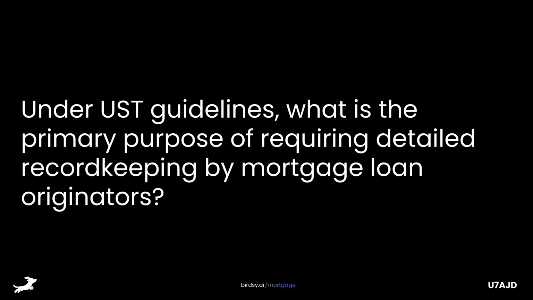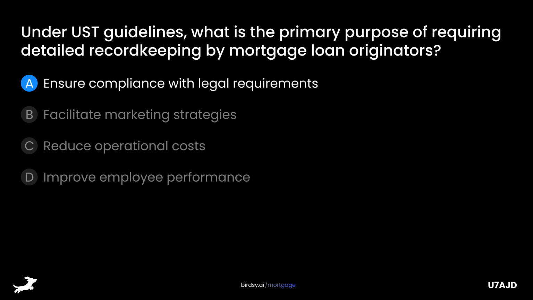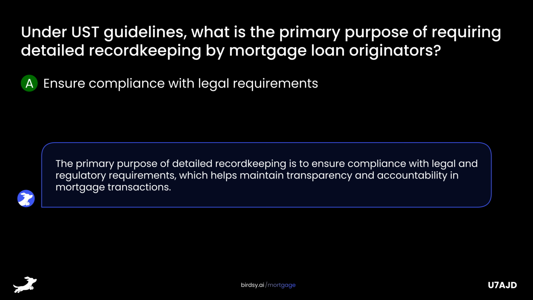Under UST guidelines, what is the primary purpose of requiring detailed record keeping by mortgage loan originators? Is it A, ensure compliance with legal requirements, B, facilitate marketing strategies, C, reduce operational costs, or D, improve employee performance? The answer is A, ensure compliance with legal requirements. The primary purpose of detailed record keeping is to ensure compliance with legal and regulatory requirements, which helps maintain transparency and accountability in mortgage transactions.